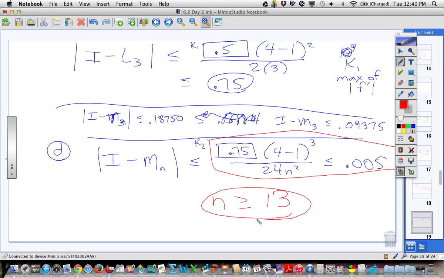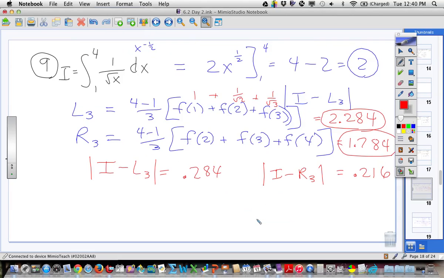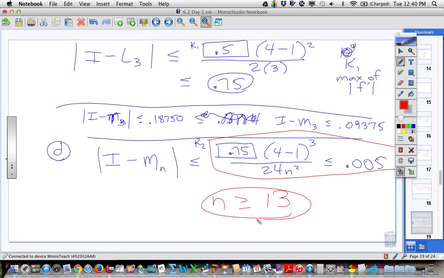Okay, so that was part D. Those are all the things you need to be able to do with the theorems, the basics right there, number 9. Be able to write out some stuff by hand, and so forth. All right, let's take a look at the next one I wanted to do.